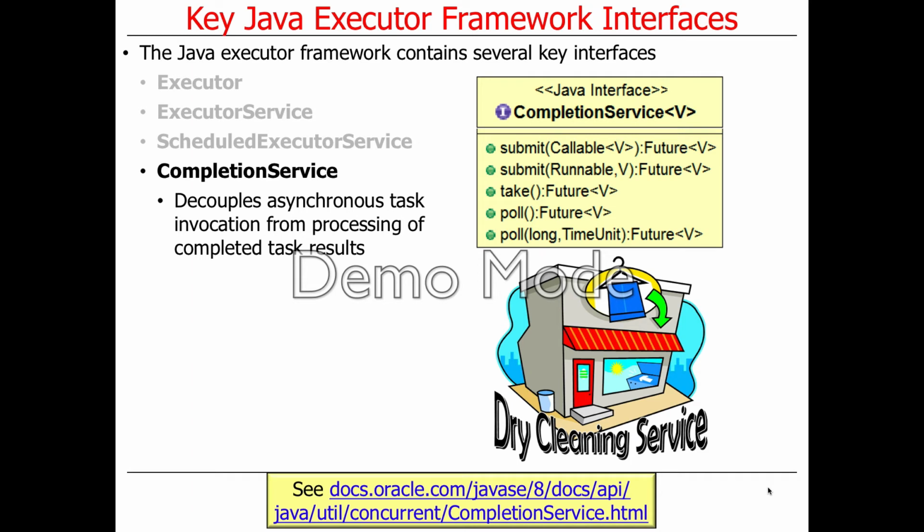And then the 4th and final core interface is called the Completion Service. What this does is define a bunch of methods that decouple asynchronous task invocation from the processing of completed task results. So you're able to submit a task to be run, the task will be run at some point in time, and then you can come and get the result back later by taking or polling. I like to think of this as kind of a dry cleaning service where you drop off your tasks to do, and then you come back later and get the results.